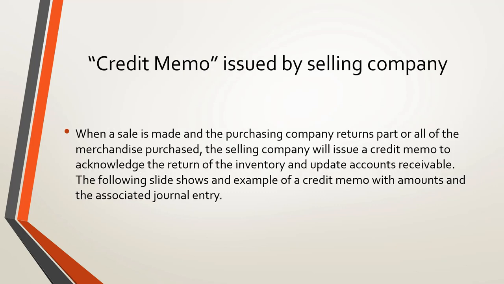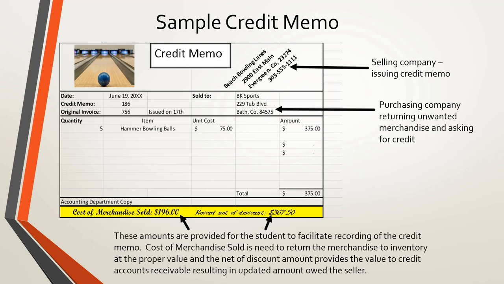So as I've already stated on the previous slide, the credit memo by a selling company is when merchandise is returned to us and we let our purchasers, our buyers, our customers know that they no longer owe us the money and we have received the inventory back. This might be an example of what a credit memo from a company could look like. It says clearly at the top that it's a credit memo. It looks a lot like an invoice, except it's a credit memo.